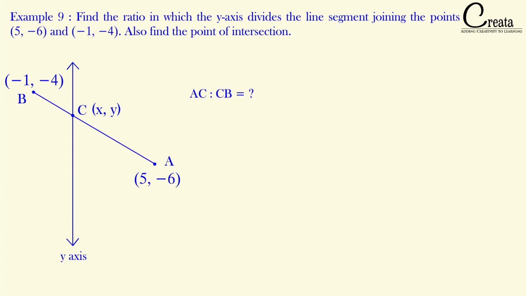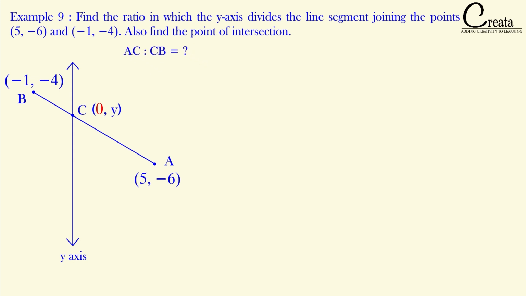One thing to be noted here is that if you observe all the points on the y-axis, their x coordinate will be 0. That is, the x coordinate of all the points on the y-axis is 0. For this point, we have assumed the coordinate of point C as x, y. Here x will be 0. So we can take the coordinate of point C as (0, y). Why? Because x is 0 on the y-axis. Got it? So this is the question.